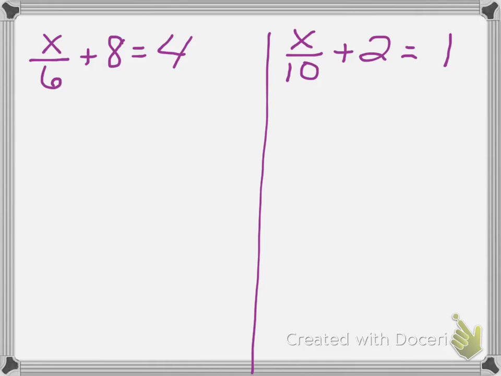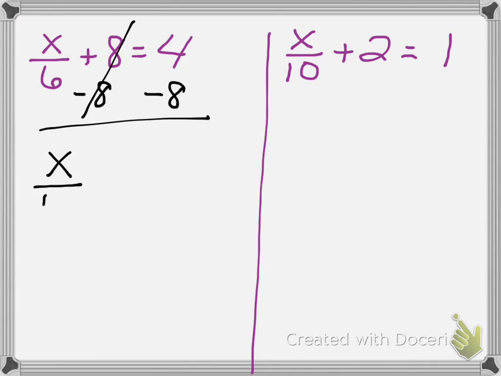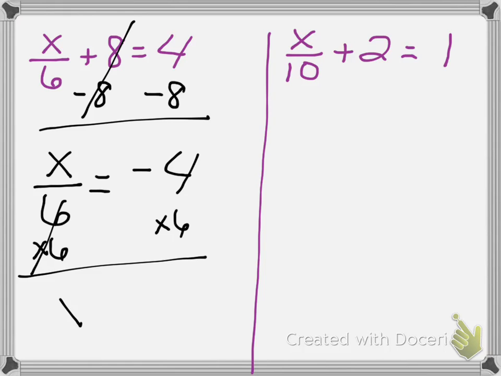I have a positive 8, so I have to subtract 8 from one side, subtract 8 from the other side. Cancel them. X over 6 equals negative 4. To get rid of my 6, I'll need to do multiplication. What I do to one side, I do to the other. And I'm left with x equals, a negative times a positive is a negative. 4 times 6 is 24.